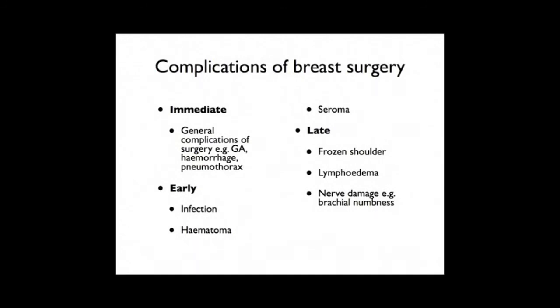And then finally, late complications. People can get frozen shoulders. Lymphedema is very common in the arms, and this can be treated with elevation and support stockings. And then finally, nerve damage, and the particular nerve that tends to be damaged is the brachial nerve.